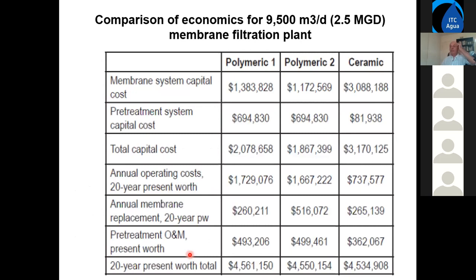This is an example of the cost comparison, polymeric versus ceramic, but some caution: it was submitted by the manufacturer of the ceramic membrane. They show that the 20 year present worth, and you already know what the present worth is, in total is very similar. But the present worth for pretreatment is much lower, because they have lower annual operating cost. Capital cost is higher. So in the end, I'm not sure, but I think that they got the project. It wasn't a big project, but I think they got it. There are more and more membrane installations using ceramic membranes coming in.